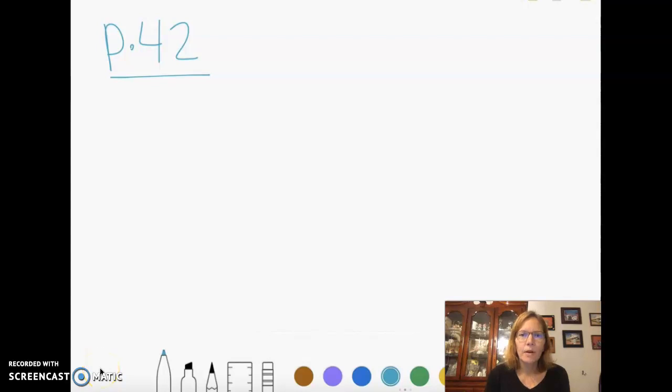Hey guys, we're talking about scatter plots today. A scatter plot is a type of graph that can tell you important information. So I'm going to be on page 42 in the book.